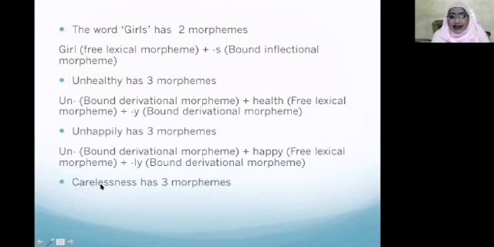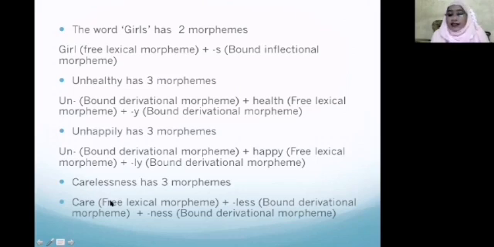Carelessness. If we see this word carelessness, again, this word also has three morphemes. First of all, we have care, which is a free lexical morpheme. And then we have less. What is this? Less is a bound derivational morpheme, and ness is also a bound derivational morpheme. For example, if we do not add ness, we say careless. So care is a verb. I care for you. Care is a verb. Careless is an adjective. She's very careless. I am careless. So careless is an adjective. But when we add ness, carelessness will become a noun. I don't like your carelessness behavior. So carelessness is a noun.